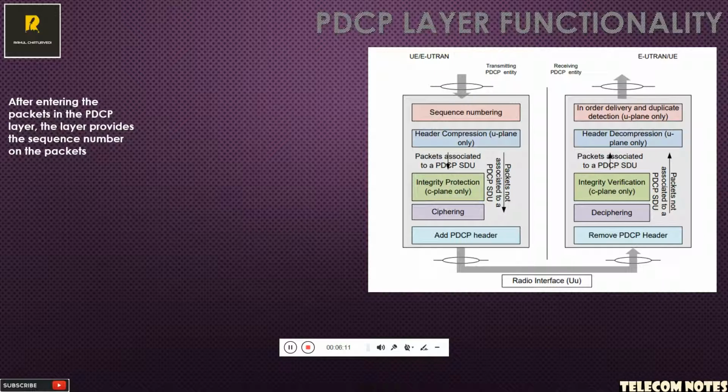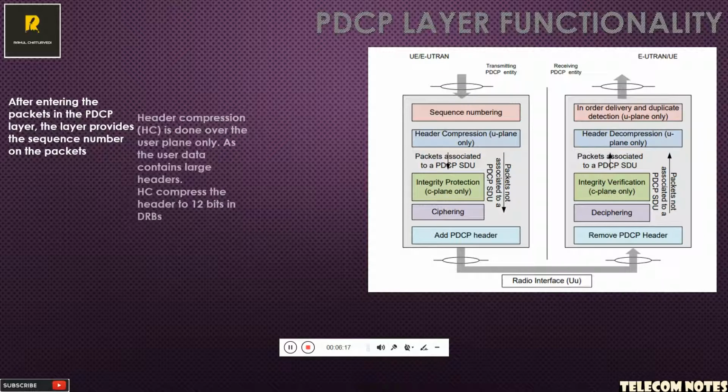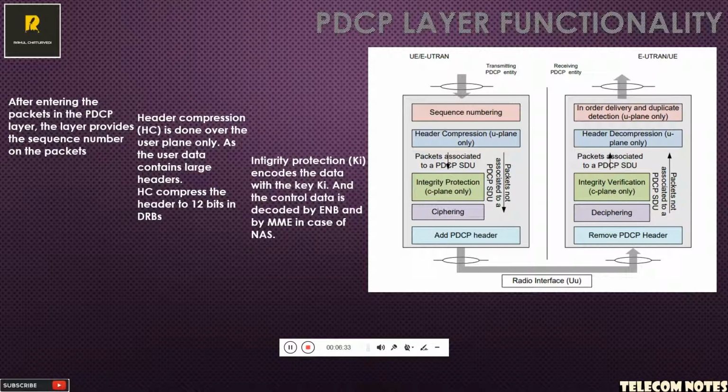So starting with this one, after the packet enters the PDCP layer, the layer provides the sequence number on the packets. Header compression, HC, is done over the user plane only, as the user data contains large headers. HC compresses the header to 12 bits in DRB, data radio bearers. Integrity protection: KI is the key for the integrity protection, which encodes the data with the key KI, and the control data is decoded by the eNodeB and by the MME in case of NAS, as we have just seen in the previous slide.